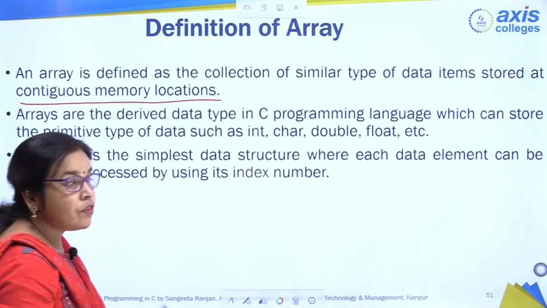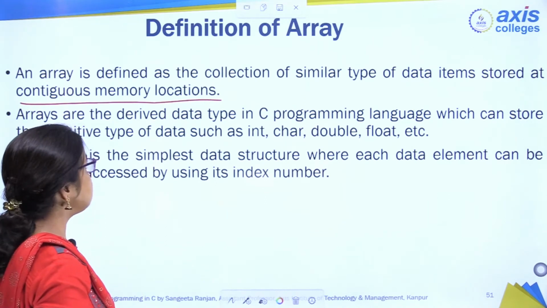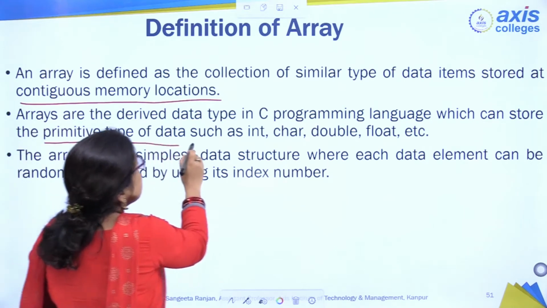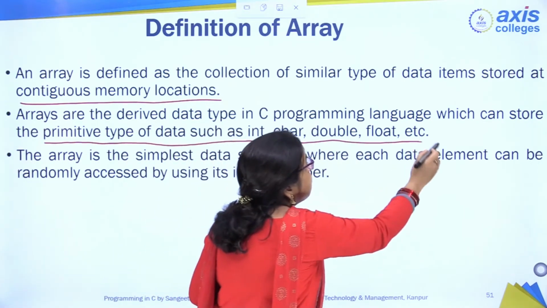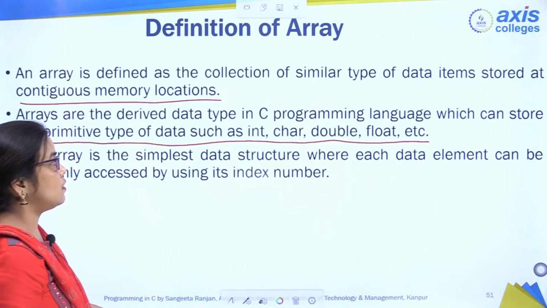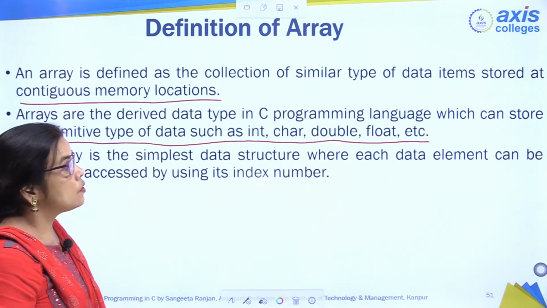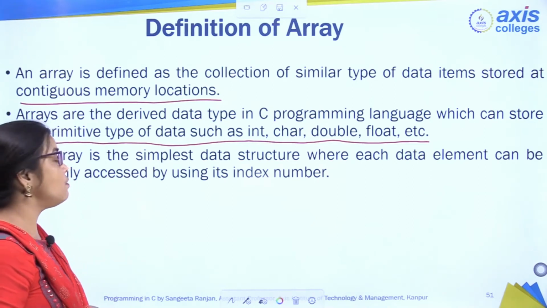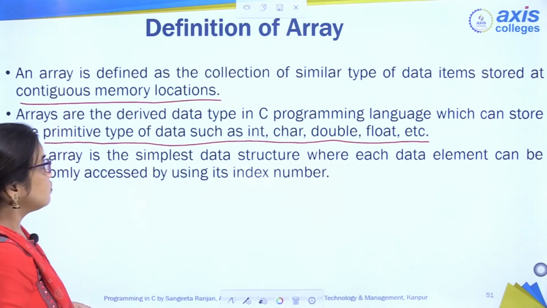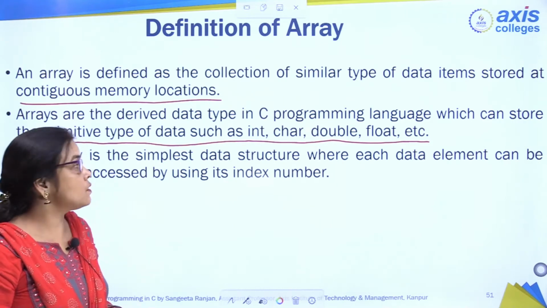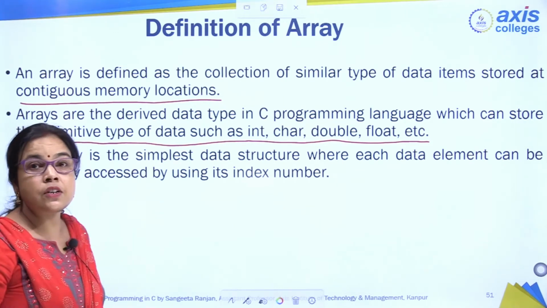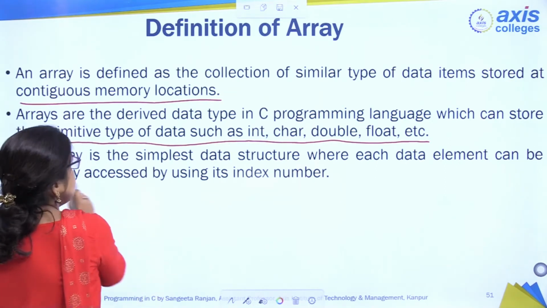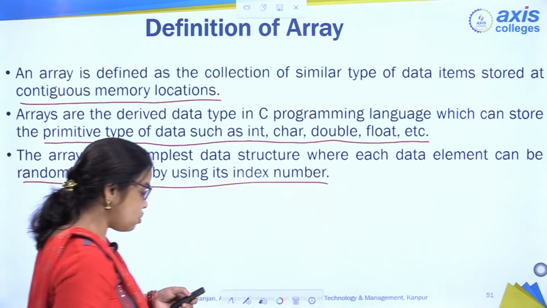Arrays are a derived data type in the C programming language, which means they are made up of primitive data types, that is int, char, double, float. A derived data type can store the primitive data types. We can say an array is the simplest data structure, where each and every element can be randomly accessed or indexed.